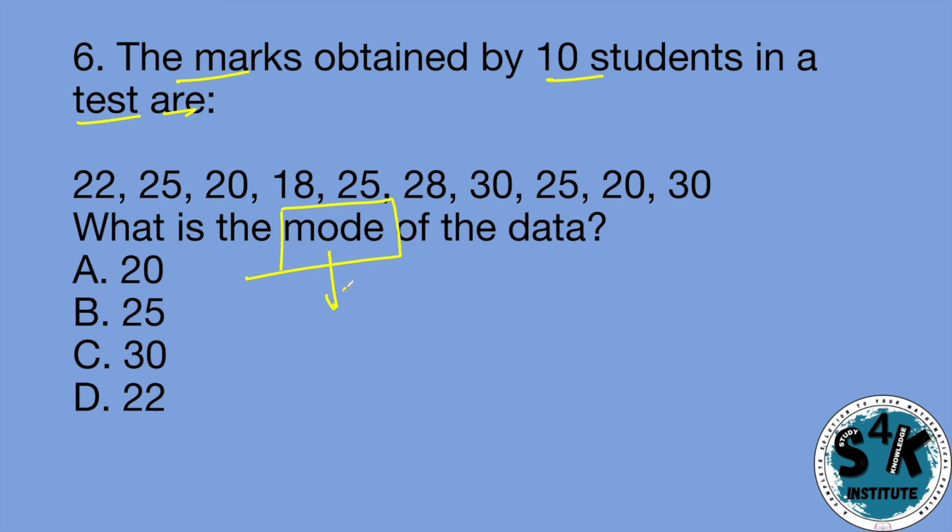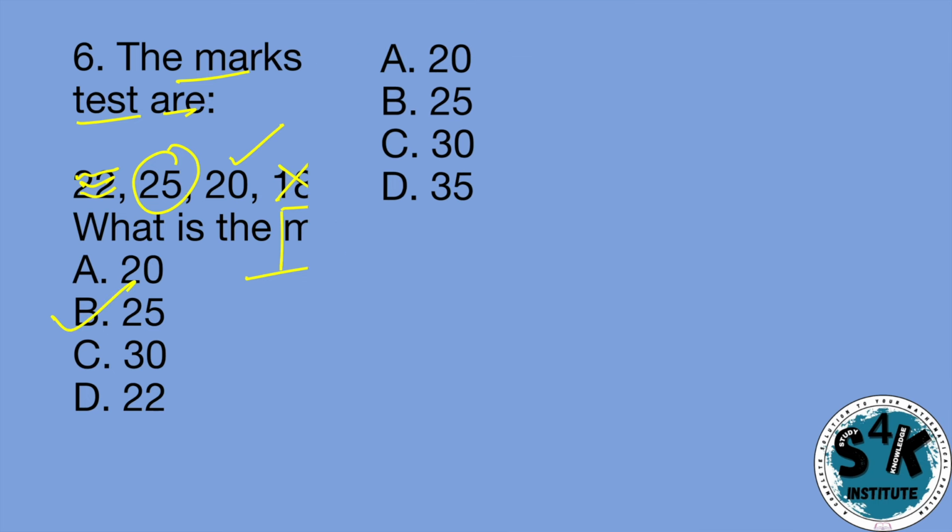So what is mode? It is the highest frequency. Just look at the number which is repeating the highest number of times. 20 is repeating 2 times, 25 is repeating 3 times, 30 is repeating 2 times, and 28 is repeating 1 time, 18 is repeating 1 time, and 22 is repeating 1 time. So which has the highest frequency? It is 25, right? So choose option B, move next.